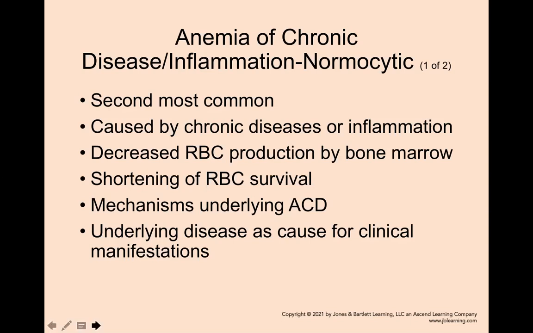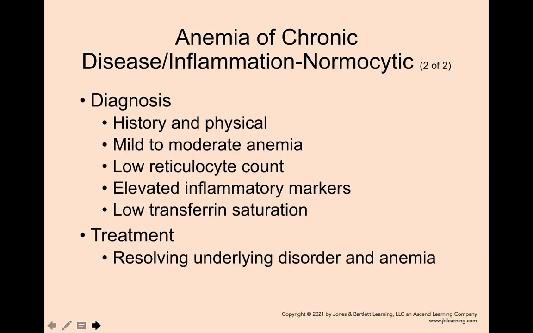When you are diagnosing this, again, you want to check a history and physical, a CBC. You will see mild to moderate anemia, a low reticulocyte count, elevated inflammatory markers, and low transferrin. The low reticulocyte count reflects a decrease in the bone marrow production. You'll also see low iron levels.